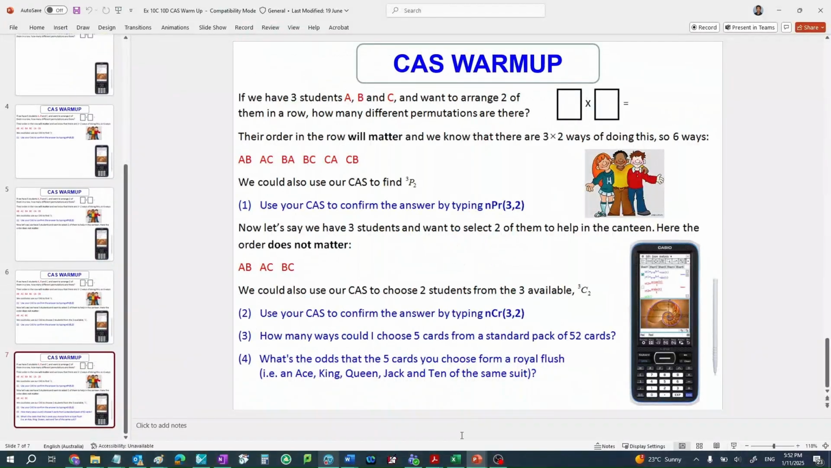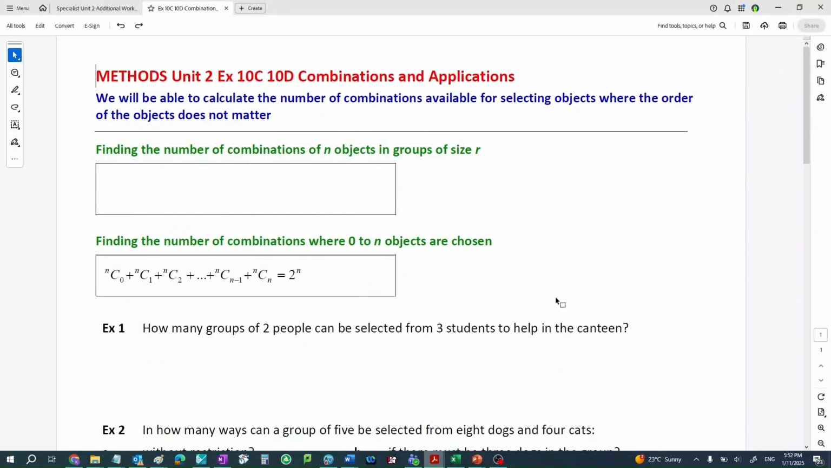So taking a look at our handout, we're going to fill this in: 10C, 10D, combinations and applications. In this case, we're talking about where the order doesn't matter, as opposed to permutations where we might be arranging items in a row and the order would matter. So filling in this box here, finding the number of combinations of n objects. Okay, so I've got n objects in groups of size r. We can write this as n choose r. For example, 52 choose 5. This is also commonly written as n choose r using round brackets, and it's generally how I prefer to write it.